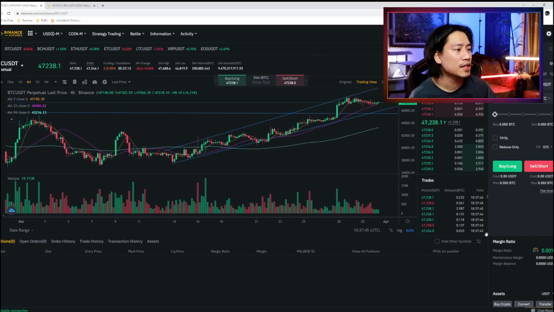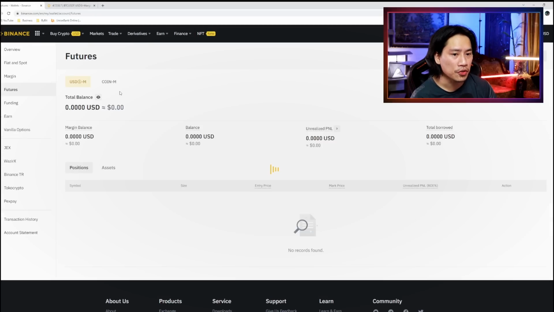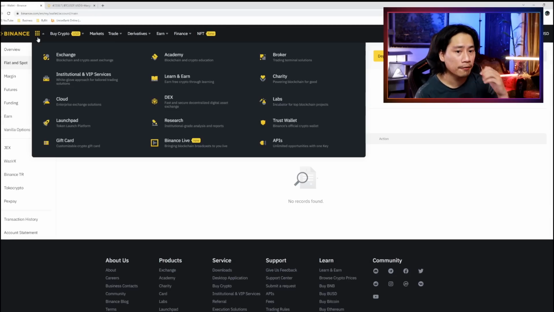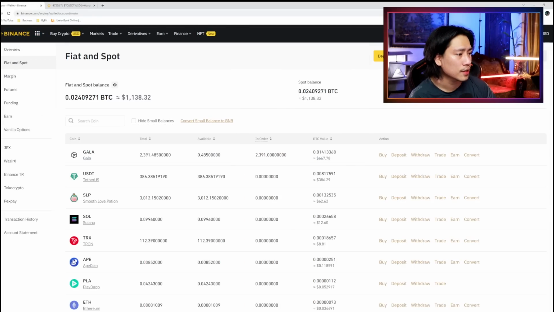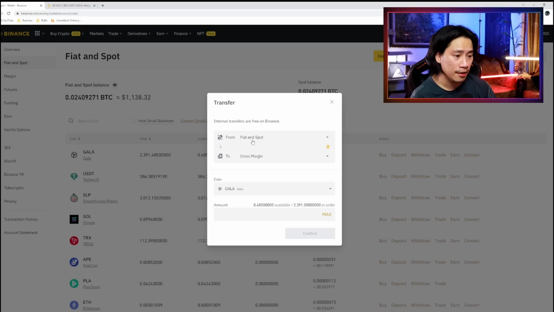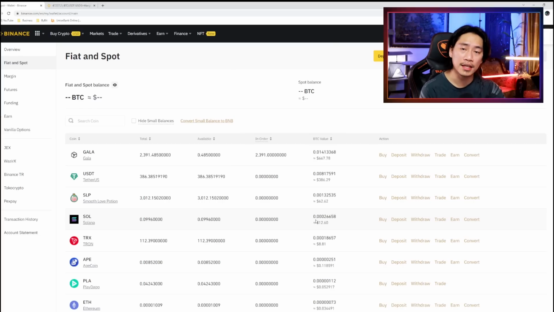Now since mine is already active, let me go ahead and transfer funds to my futures account. So let's click on Fiat and Spot, and then click on transfer. This is okay if you're going to be pulling money or tokens out of your spot account, and then the destination would be your USDM Futures. For this one, what I will be transferring is just $200. So that's what we are going to be using for this tutorial.